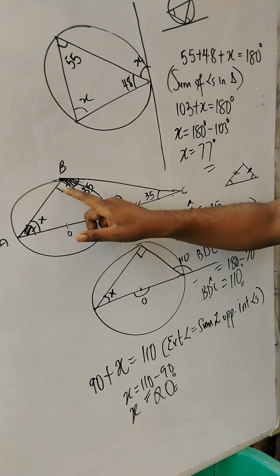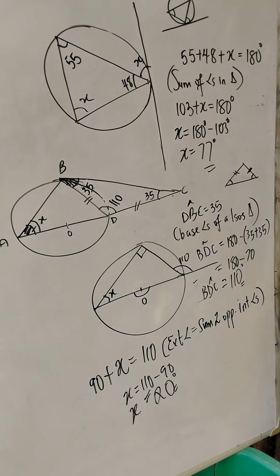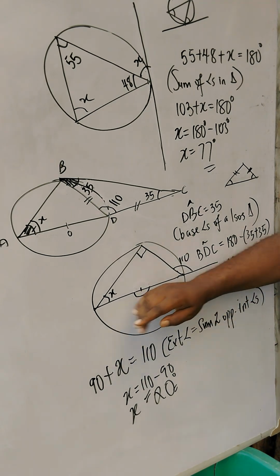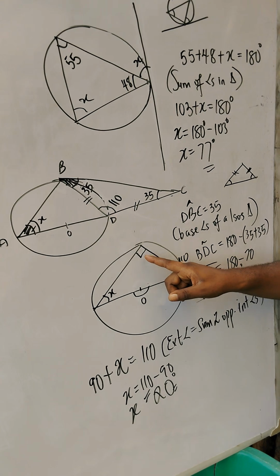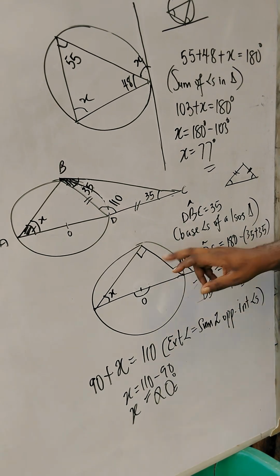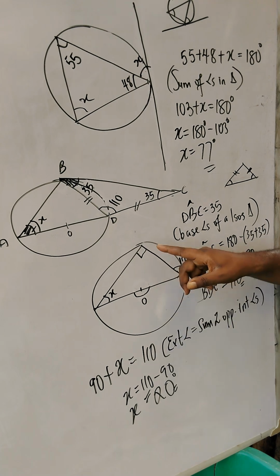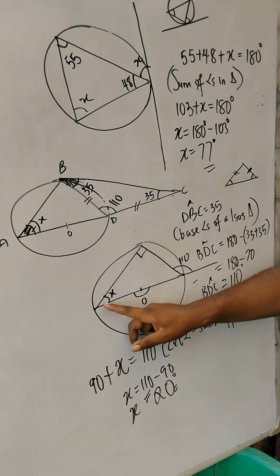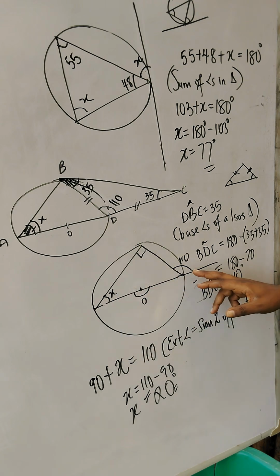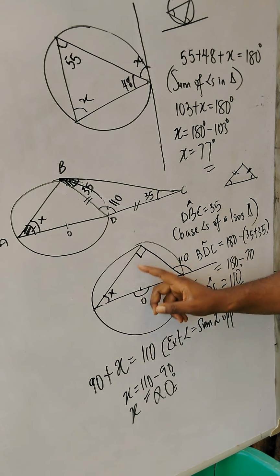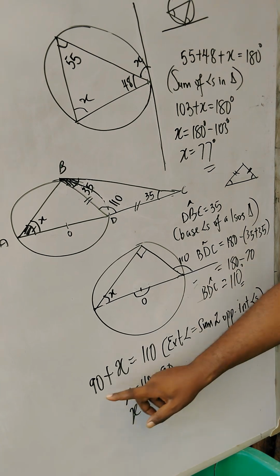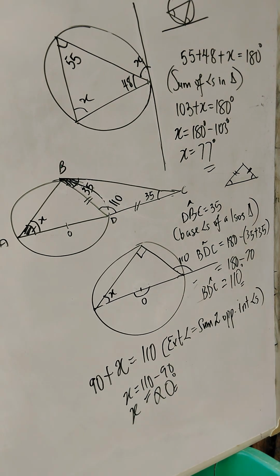How did you get here to be 90? It wasn't given in the question. Don't forget, angle at the center is twice the angle at the circumference. This is 180, 180 divided by 2, this is 90. So these are interior angles and they are opposite to this exterior angle. So the addition of these two will give you 110. Subtract, x equals 20.